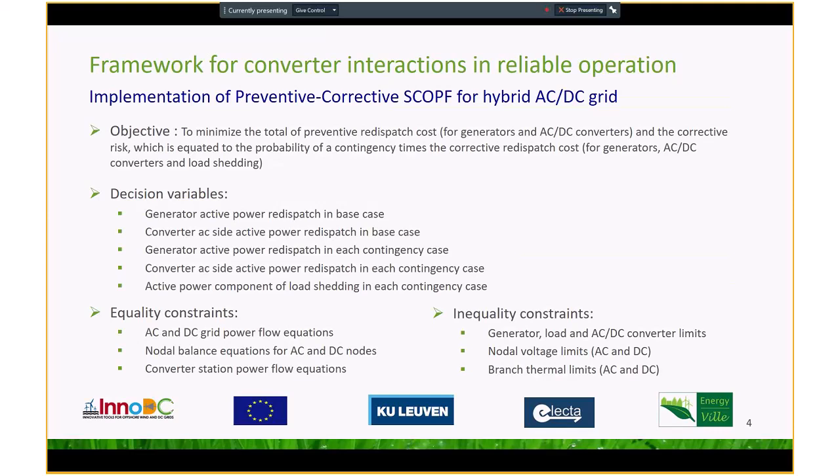The equality constraints considered here are the AC and DC grid power flow equations, the nodal balance equations for the AC-DC nodes, as well as the power flow equations for the converter station. In terms of inequality constraints, we consider here the limits for the generators, loads, and AC-DC converters, the nodal voltage limits for AC-DC nodes, as well as the branch thermal limits for AC and DC branches.